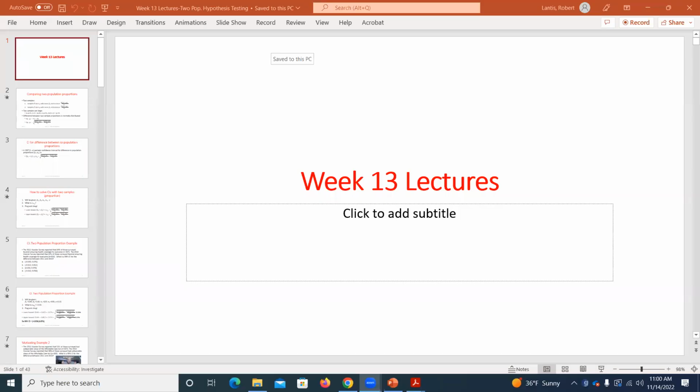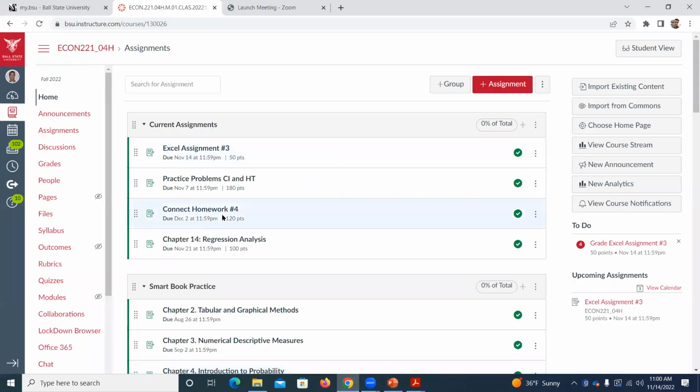So, I put up the next Connect homework. So it's going to be kind of over confidence intervals, hypothesis testing for two populations. So as you kind of work through the material, you should be able to start kind of chipping away. The order of it kind of follows the order of which we're going to go through stuff in class. So we can start chipping away at that.